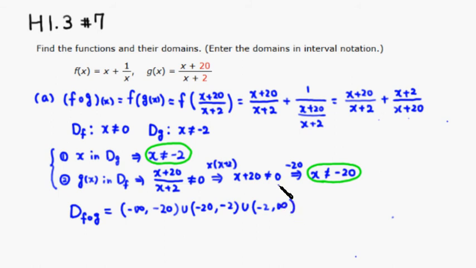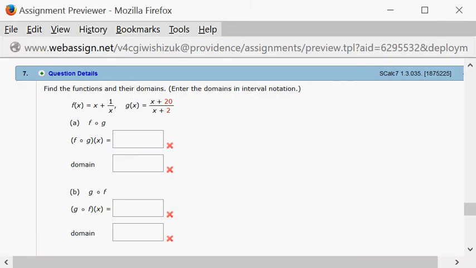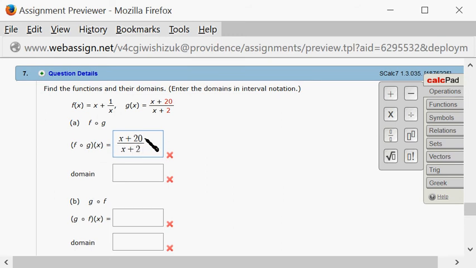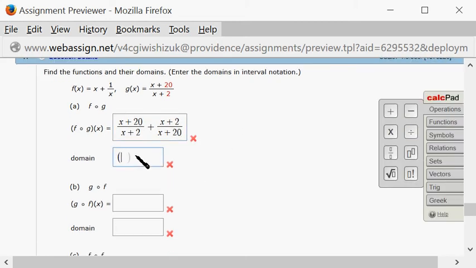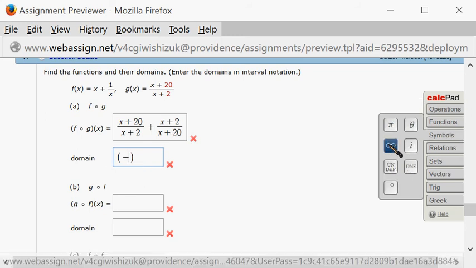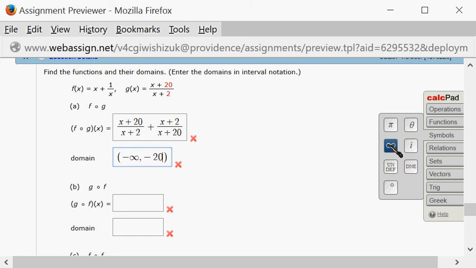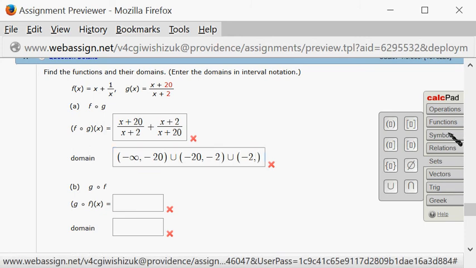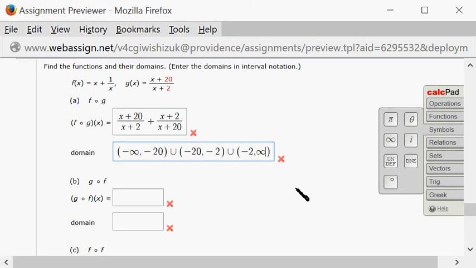Then go to positive infinity. So let's type this in. The function we found was x plus 20 divided by x plus 2, plus x plus 2 over x plus 20. That's the formula. And the domain would be from negative infinity to negative 20, skip negative 20 so take the union, then negative 20 to negative 2, then negative 2 all the way to infinity.